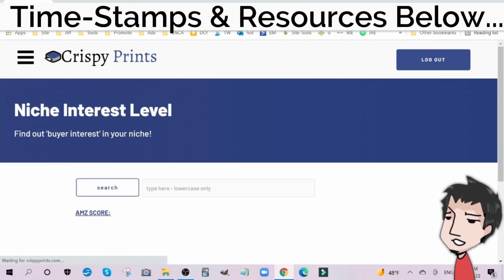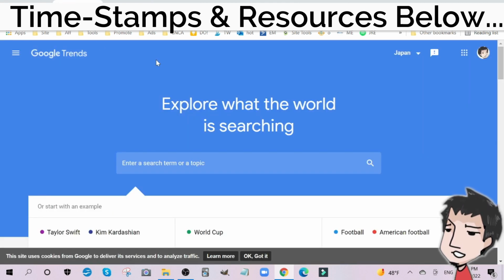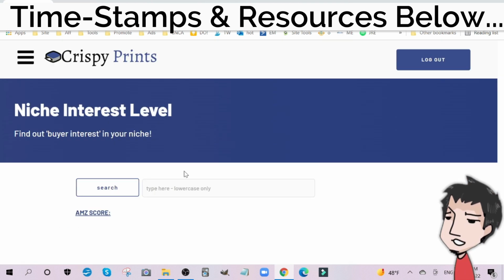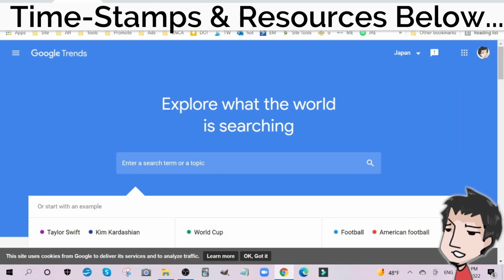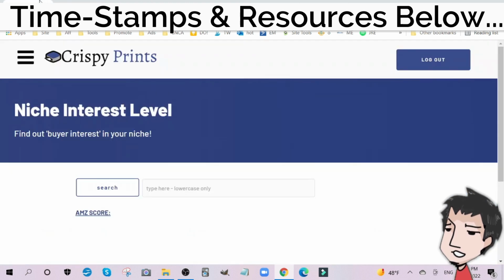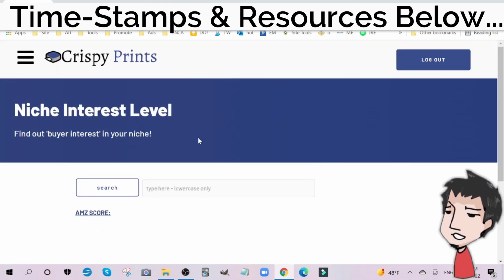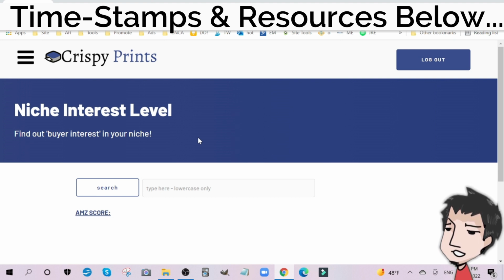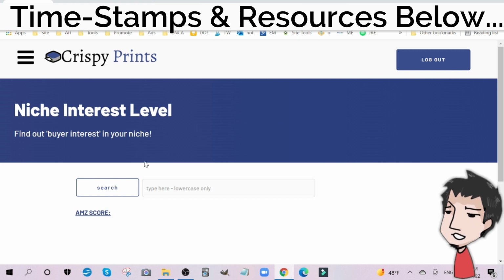I'm using Crispy Prints for this example. If you want, you can use Google Trends. Crispy Prints pulls data out of the world's biggest buyer's market, where Google Trends pulls information out of Google. Google is everything and anything, so I want to look for keywords that have to do with what people plan to buy eventually. That's why I'm using the niche interest level within Crispy Prints.